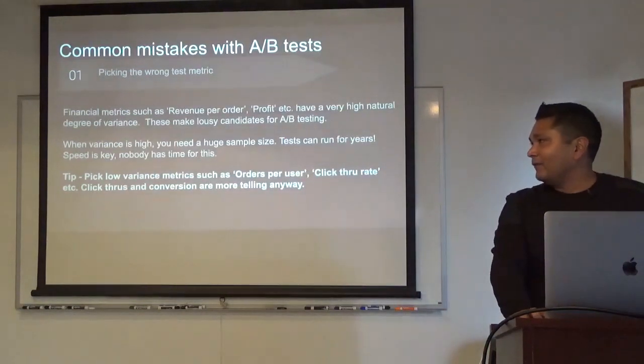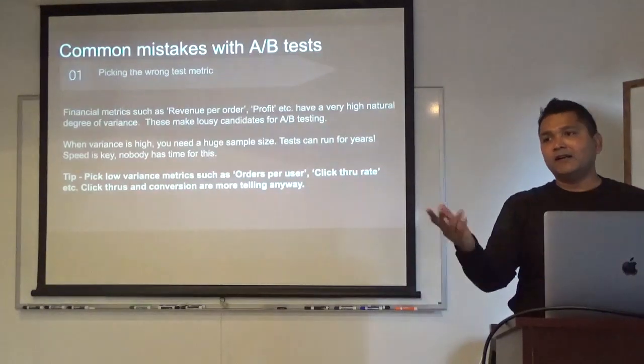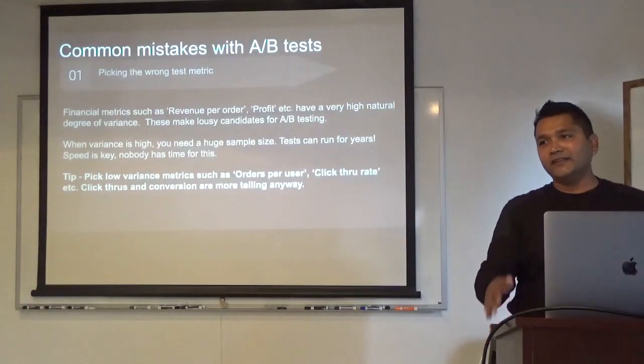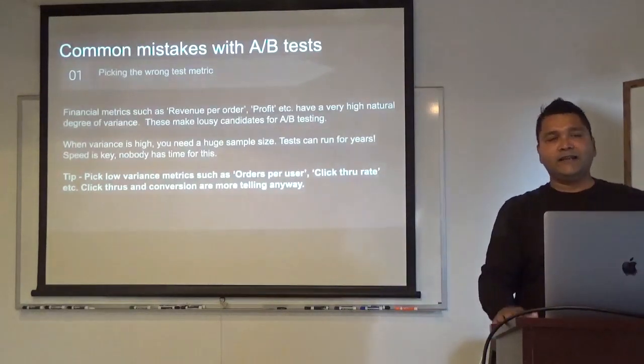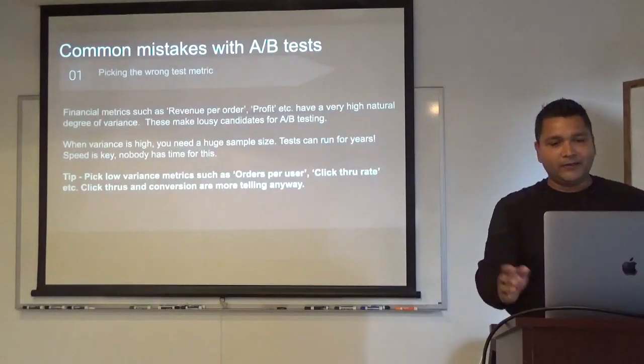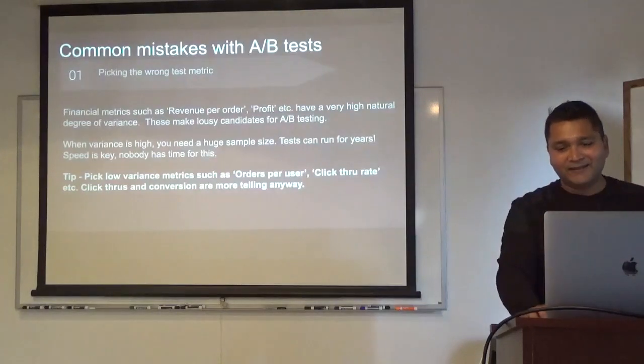So I like picking really low variance metrics such as orders per user. It doesn't matter whether somebody's buying the toothpicks or the plasma TV, they're just buying one thing. So did they convert would be my metric. Revenue would be a hard one to measure, but I can measure that differently. Most features will not affect the price until you're really playing with that.